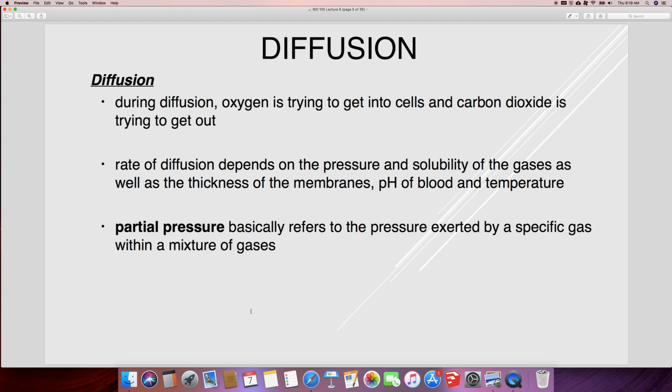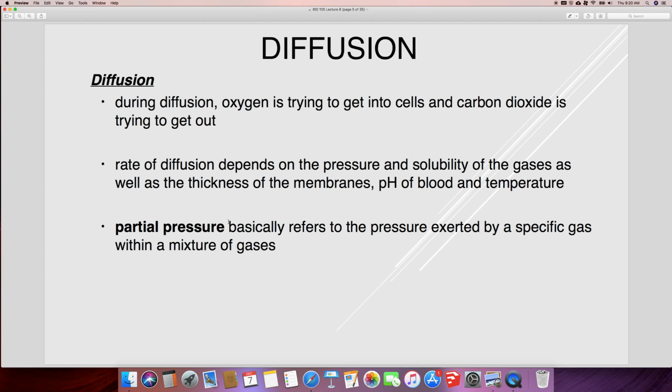So diffusion, basically oxygen is trying to get into the body's cells so we can use it to make energy, and carbon dioxide is trying to get from the cells out of the body. And the rate of diffusion of these gases will depend on a number of things. For example, it will depend on the pressure of the gases, the solubility of the gases. So oxygen is not as soluble as CO2, which we'll talk about in a second, as well as the thickness of the membrane. So if the membrane that these gases are trying to pass through is very thick, obviously the rate of diffusion will decrease.